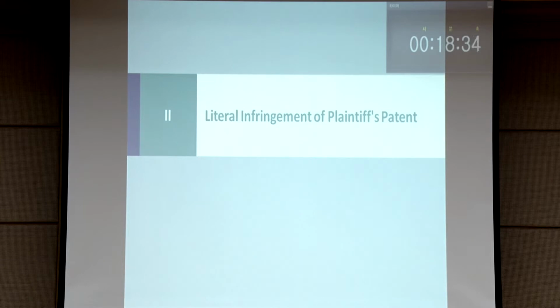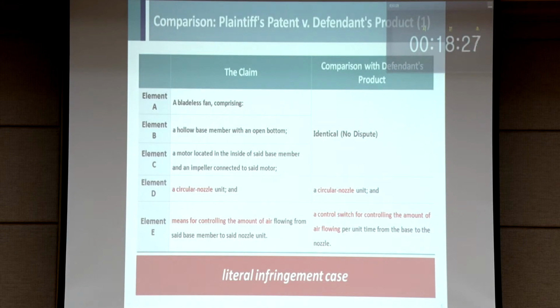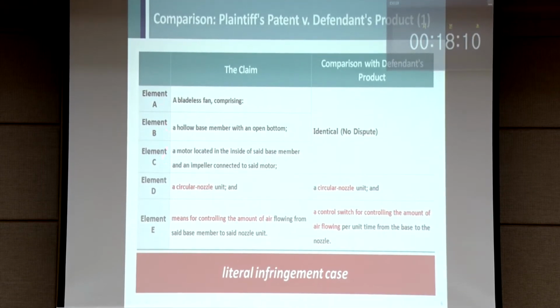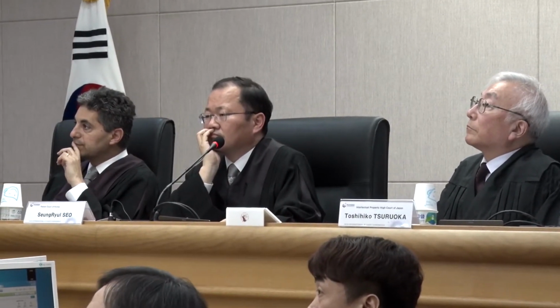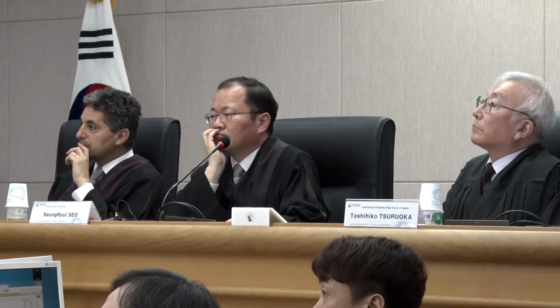Next we examine the configuration of the defendant's product. The defendant's product also has all of these elements of the patent claim. There's no question and no dispute between the parties. The defendant's product has elements A to C of the patent claim. And as for elements D and E, it's also clear that the defendant's product includes a circular nozzle unit and means for controlling the amount of air flowing from the base member to a nozzle unit. So this is a literal infringement case.